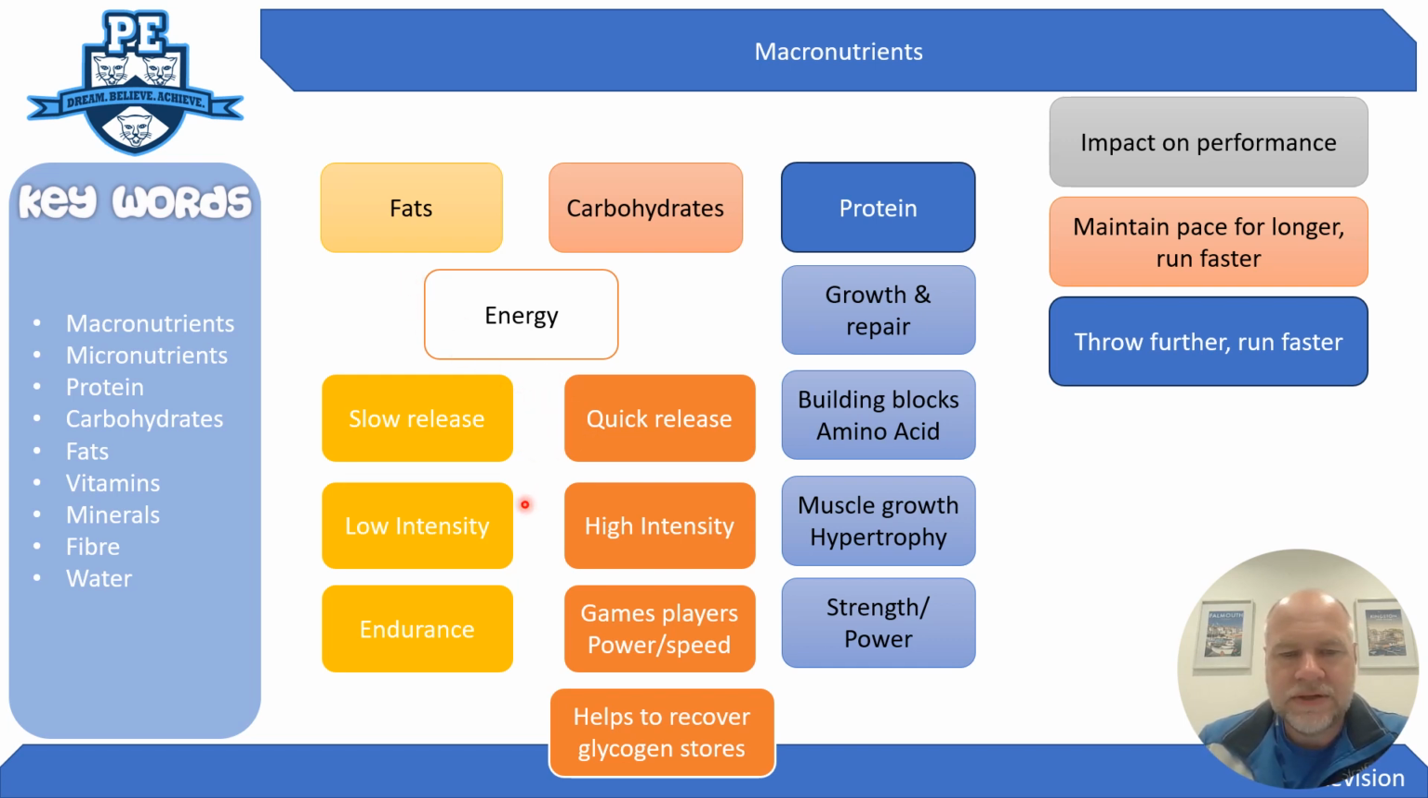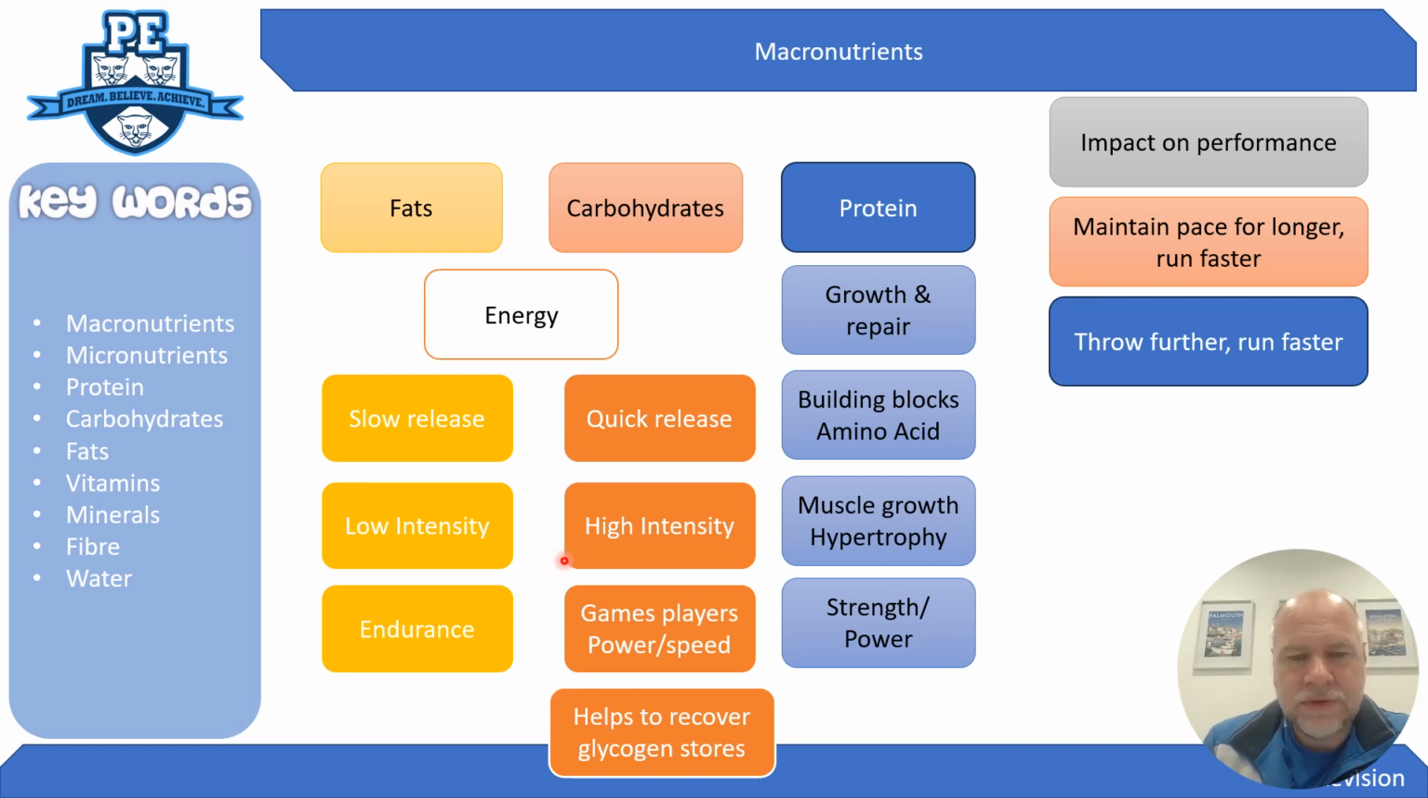If you're doing something at low intensity, that might be more of an endurance event, then fats will be a better source of fuel for the athlete. Fats are a slow release of energy, and therefore would be the primary source for events that last a longer duration. Whereas carbohydrates are a quicker release of energy and tend to be used in more high intensity activities such as games players and power and speed based activities. So make sure you've got an example of a sporting performer or event that would use carbohydrates.